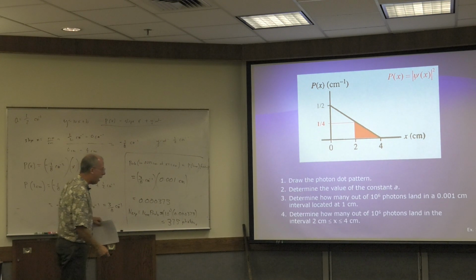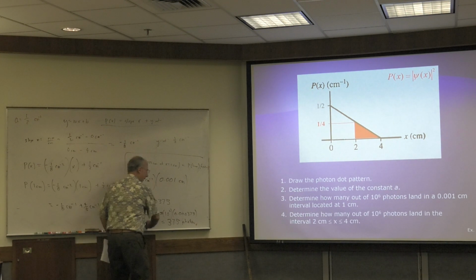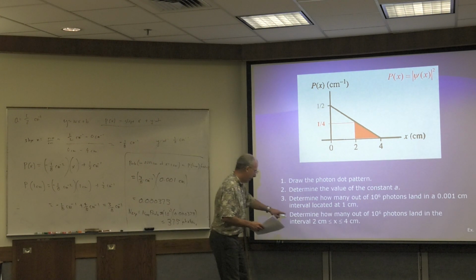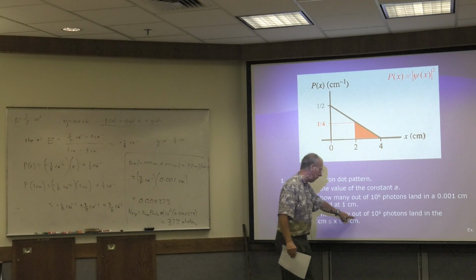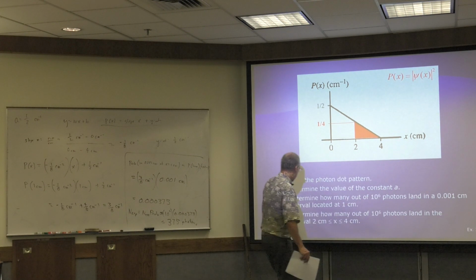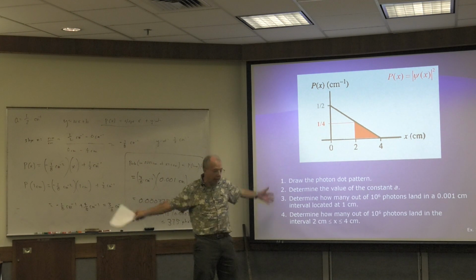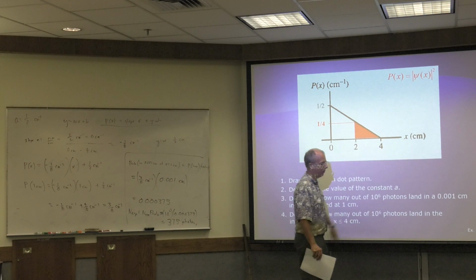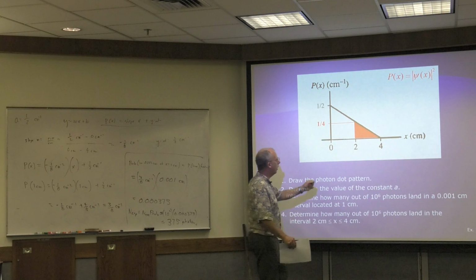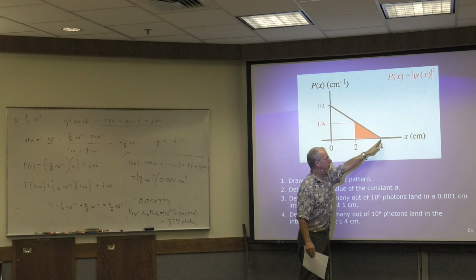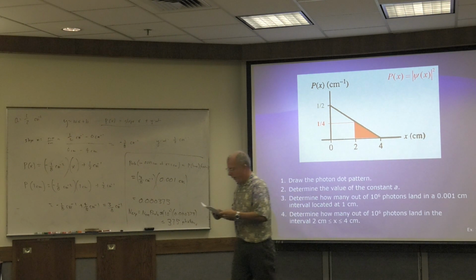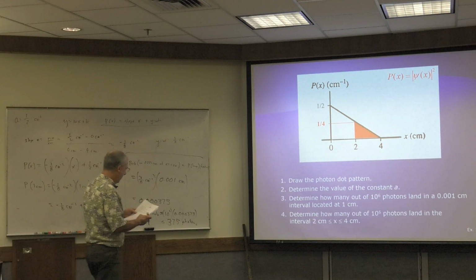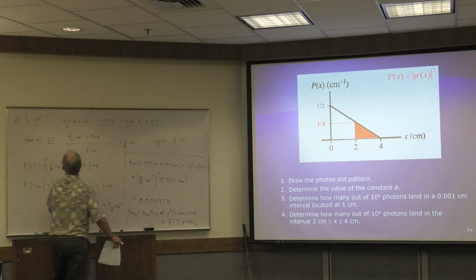Now, we got the next part of this question, I think. Yeah, okay, now number 4. Number 4 is different. I mean, it sounds similar, but it's different. This one says, determine how many out of 1,000,000 photons land in the wide interval between 2 and 4 centimeters. So it's no longer this little narrow band. It's this big, big interval. Oh my gosh. So how are we going to do that?